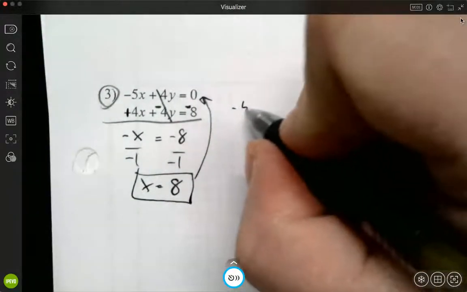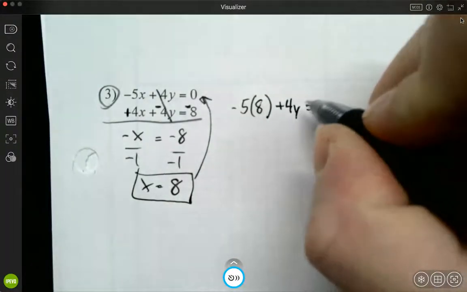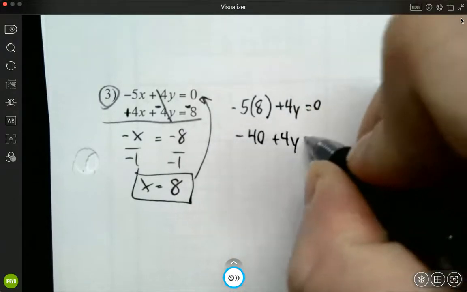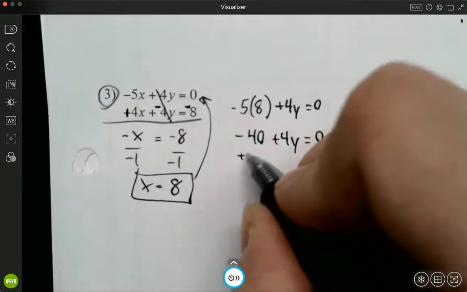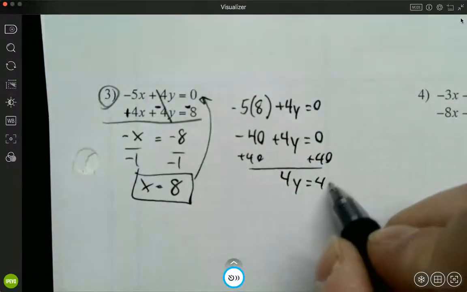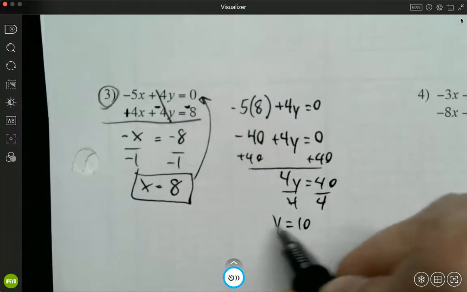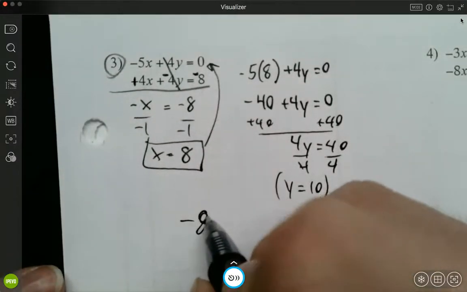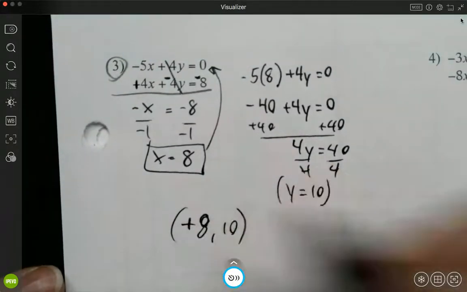So I get negative 5, parentheses 8, plus 4y equals 0. Negative 40 plus 4y equals 0. Then I'm going to plus 40 to both sides. 4y equals 40. So divide by 4, y is equal to 10. So I'll write my solution here as 8, comma, 10. No, I don't know why I write negative 8, positive 8, comma, 10.